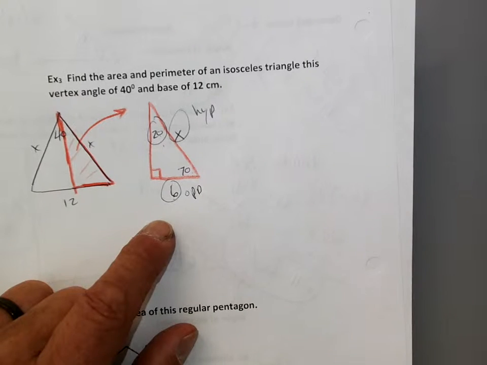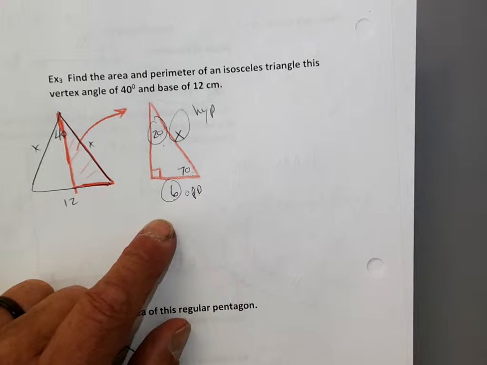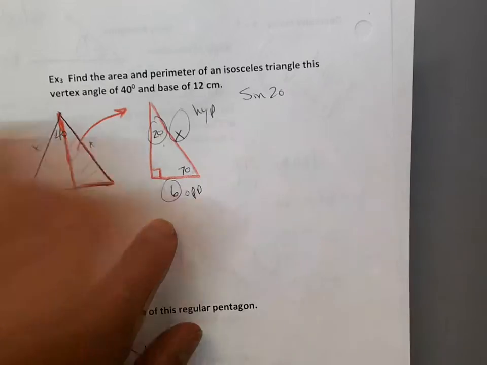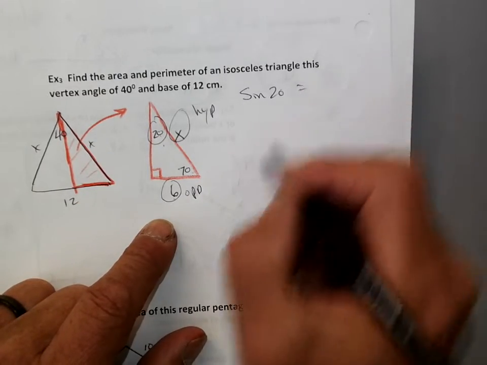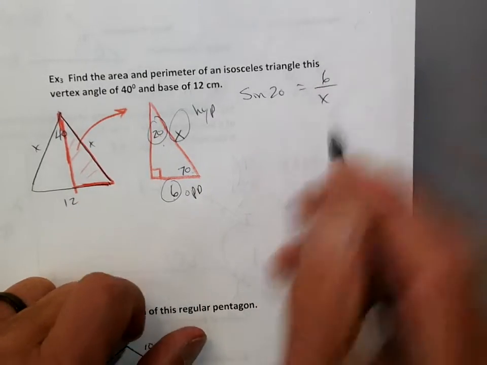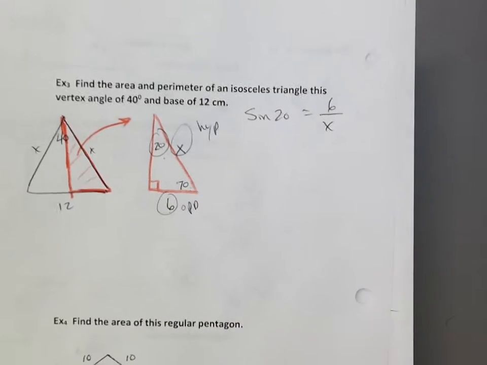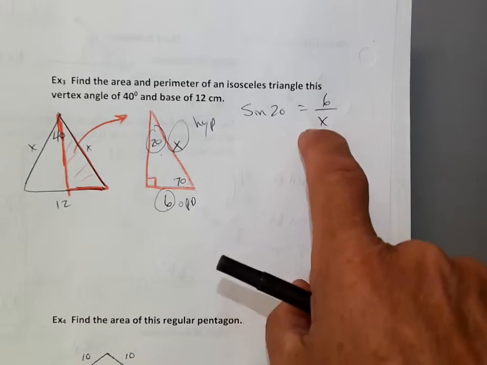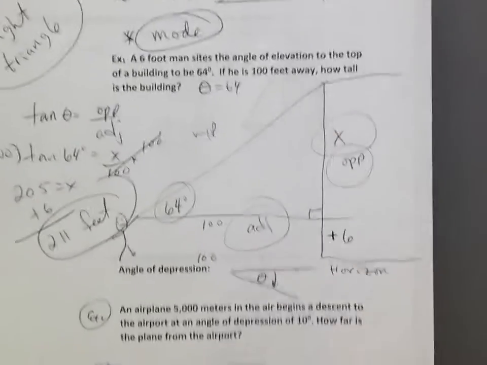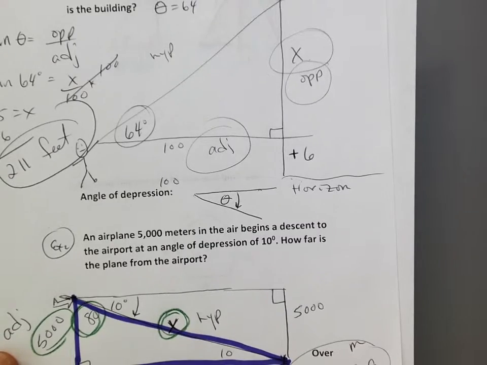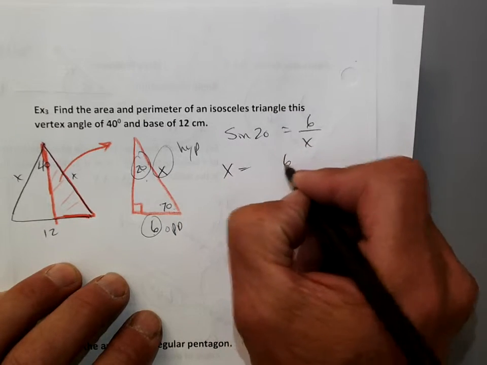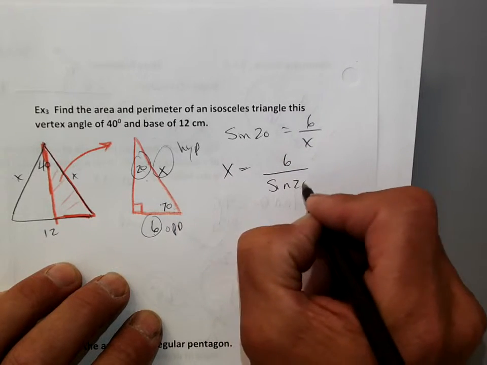Opposite over hypotenuse, let's use the sine. So let's set up sine of 20, because that's the one you picked, equals the opposite, which is 6, over the x. Let's shortcut this a little bit. We just learned that if the x is on the bottom, we divide, like in the previous problem. So x is equal to 6 divided by sine of 20.